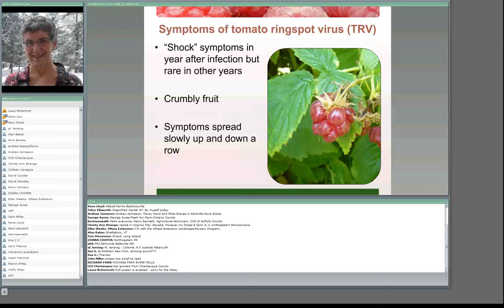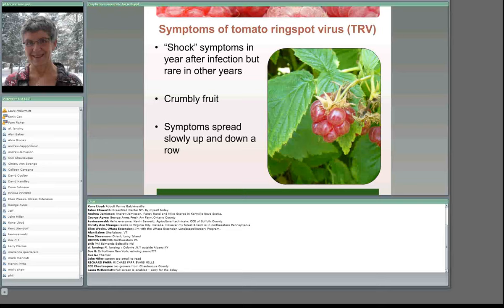And here's another picture of crumbly fruit. In this case, it was caused by the tomato ring spot virus. Like I said, I see this virus most often in Ontario. Because the disease is spread by nematodes from plant to plant, it does spread fairly slowly in the field, infecting a few more plants every year, generally up and down the row, because you're spreading nematodes with your tillage equipment and farm equipment, and they're not moving really quickly through a planting.